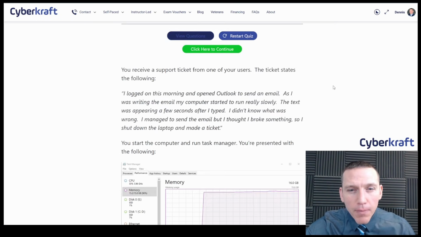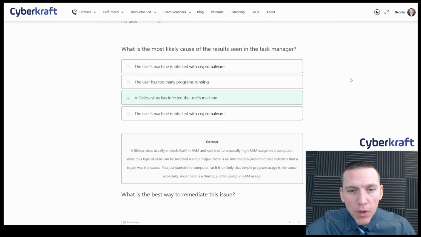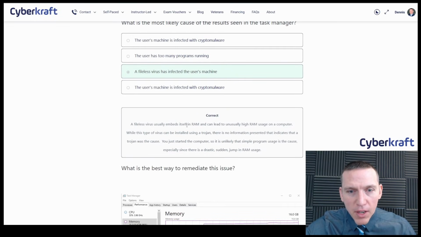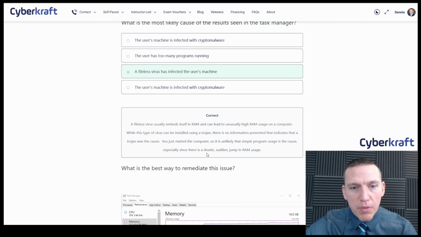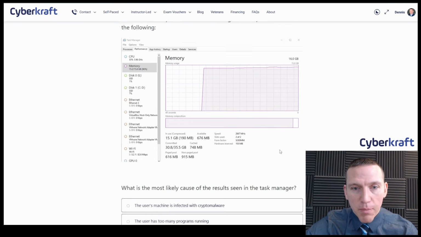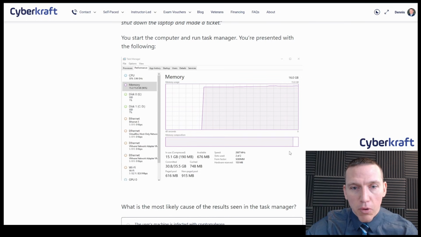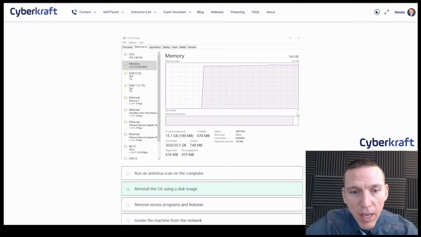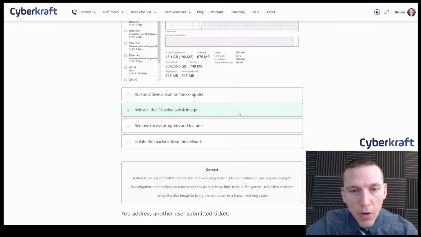So this one, fileless virus. Fileless virus embeds itself in the RAM. It can usually lead to high RAM usage on a computer. While a type of virus can be installed using a Trojan, there's no information presented that indicates that this was a Trojan. You just started the computer, so it's unlikely the simple program usage is a cause. User has too many programs running, especially since there is a drastic sudden jump in RAM usage. That's a good point there. Okay, that makes sense.